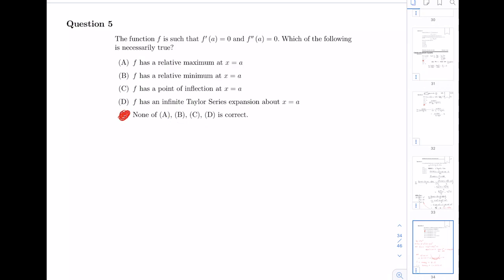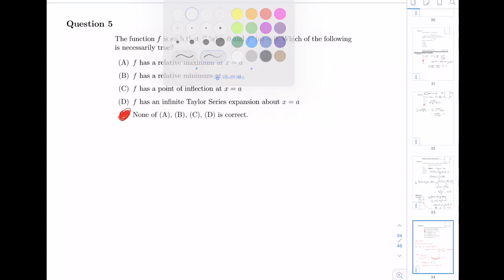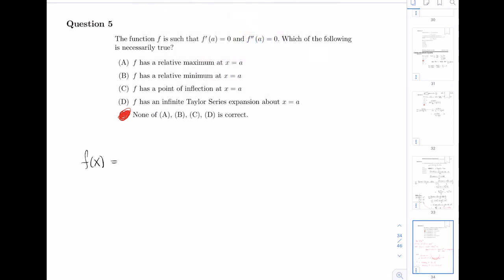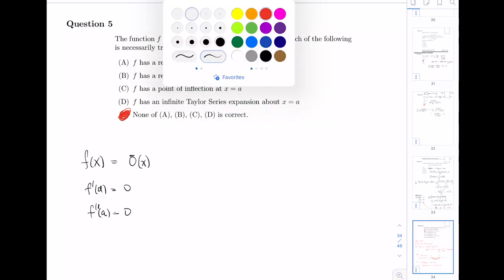And I'm going with E, and the explanation is simple, guys. I'm gonna say that f of x is equal to the 0 function, right? I know you guys don't know the 0 function, but if we choose f of x to be the 0 function, f prime of x will be equal to 0, and f prime prime at x equal a will also be equal to 0. As a matter of fact, at any x, it will be equal to 0. And the 0 function doesn't have a maximum or a minimum or anything like that at all, or any inflection or any nonsense like that.